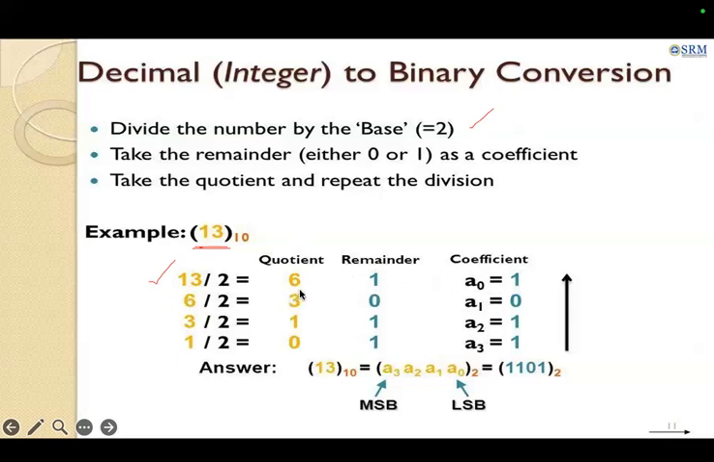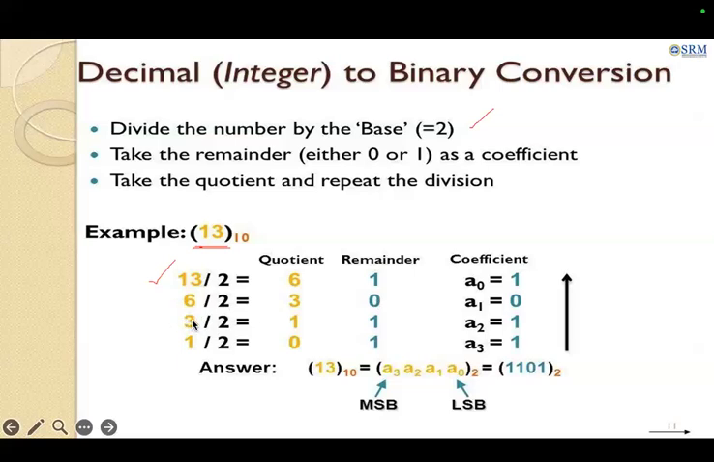And then what is the quotient? This is the quotient, and it is not 0 or 1, right? So this is more than 0 or 1. So again, we have to divide that by 2. Divide that by 2, and the remainder will be 0, quotient will be 3. This will be the next coefficient, 0, noted down. Again, take the quotient and continue the step until you get your quotient as 0 or 1.